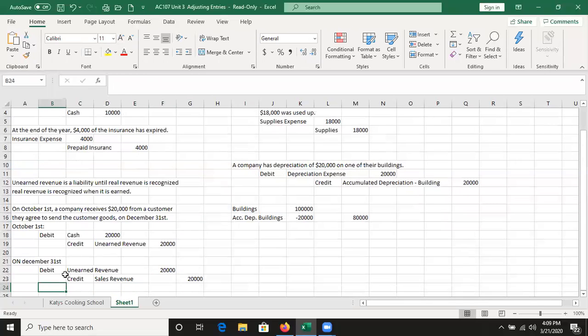Notice we don't debit cash again. We already received cash in the past. Now all we are doing is we're recognizing that we've earned the revenue. Okay? Up here, when we first made the contract on October 1st, we didn't provide the customer with anything but our word. So we didn't do anything to earn the revenue. That's why we recognize unearned revenue. December 31st, we provided the revenue, so we get rid of the liability by debiting it. We credit sales revenue. Okay?